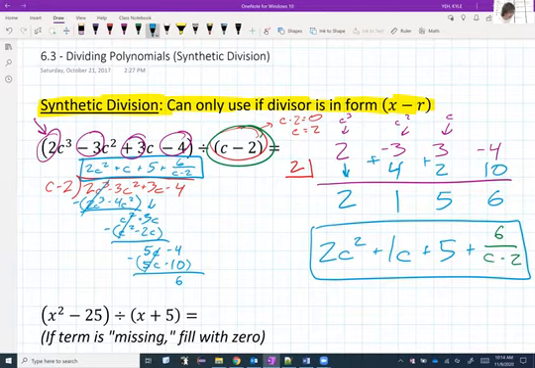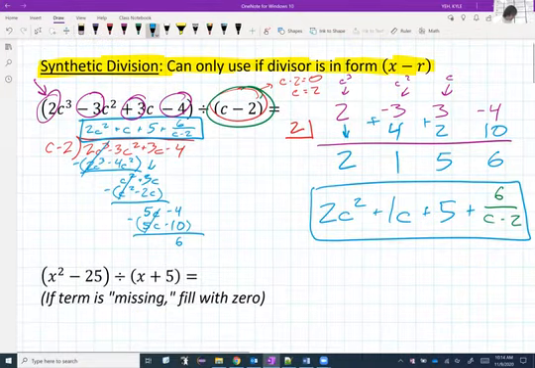Finally, just to interpret our answer and write it in polynomial form, we just knock everything down by 1 degree. C cubes became c squareds, c squared column became c's. That's our result, okay? Let's try a couple more.